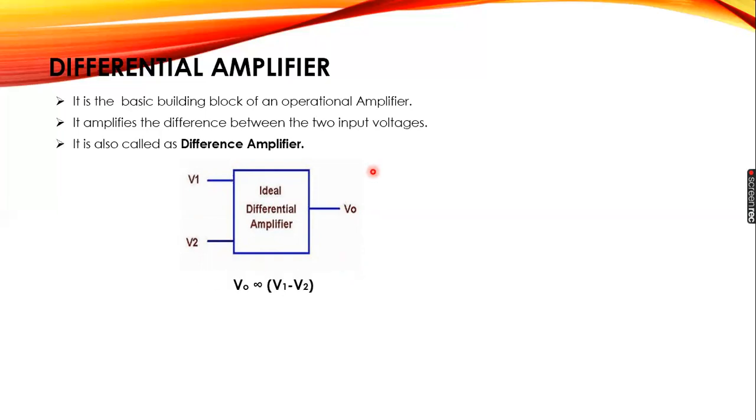So from this, we can write V0 is proportional to difference between the two input voltages. So in order to remove this proportionality, we are using the circuit gain. So it can be expressed as V0 is equal to A into (V1 minus V2).